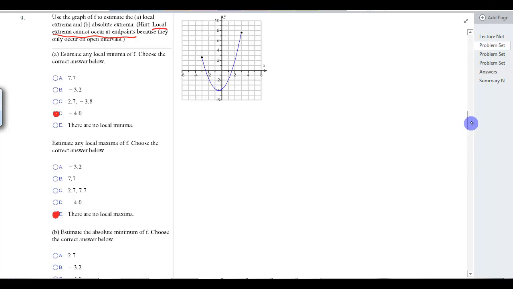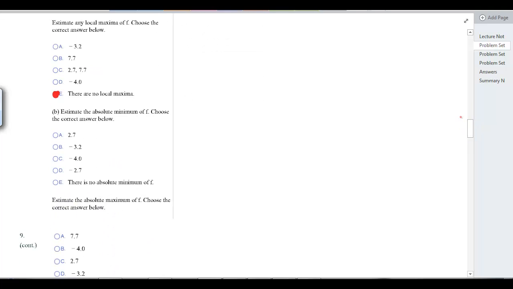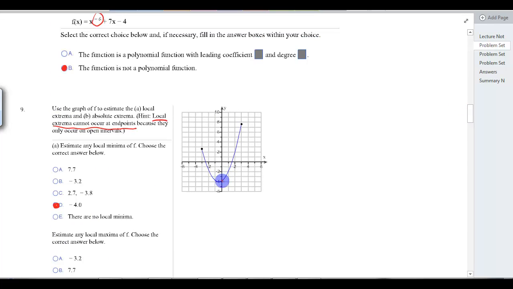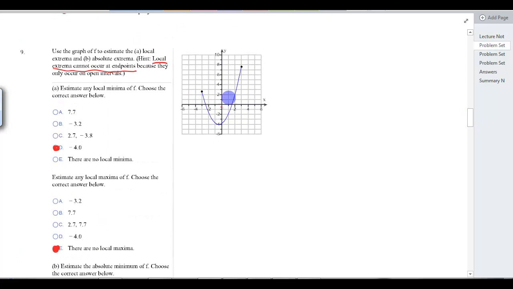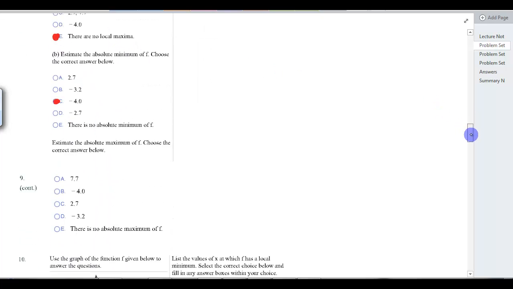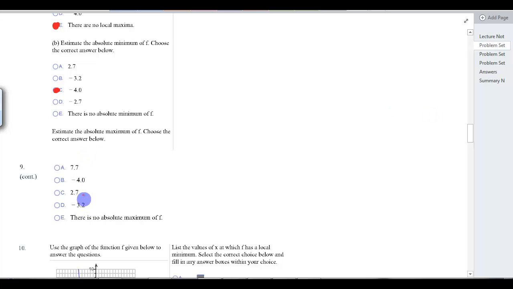The next part, and I don't know if I can keep the picture there. Let's read this. Estimate the absolute min of f. All right. Is our local min also our absolute min? It is. So that's still at -4. Estimate the absolute max. Okay. So if it's an absolute max, it can be at the endpoints. This was just about local. So what is the absolute max? It's that point, and we're looking for the y value. And if we look down here at our choices, I'm not sure I would have guessed 7.7 exactly, but since that's one of our choices, it was 7 something. So we knew that that was going to be the right answer.